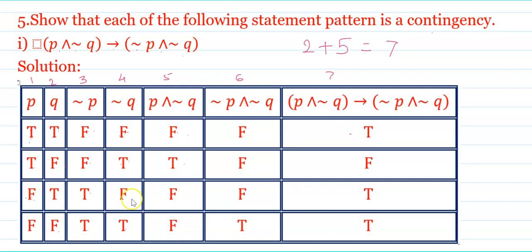F and F is F again. F and T is F. Okay. Now the next, we have to find out the and from the column number third and the fourth. It is written in the 6.